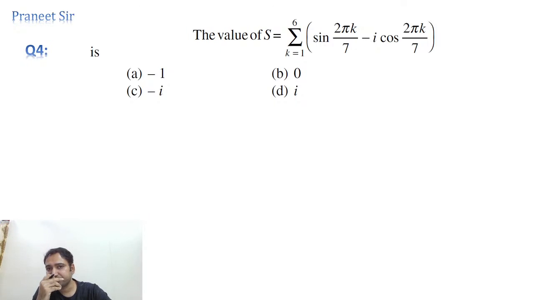Yeah, this is the next question. The value of sigma k equals 1 to 6 of sine 2 pi k by 7 minus i into cos 2 pi k by 7. So we need to calculate the sum of all these values.